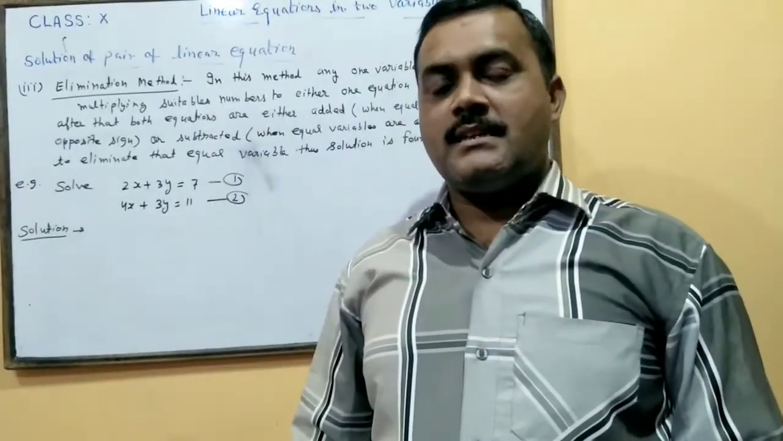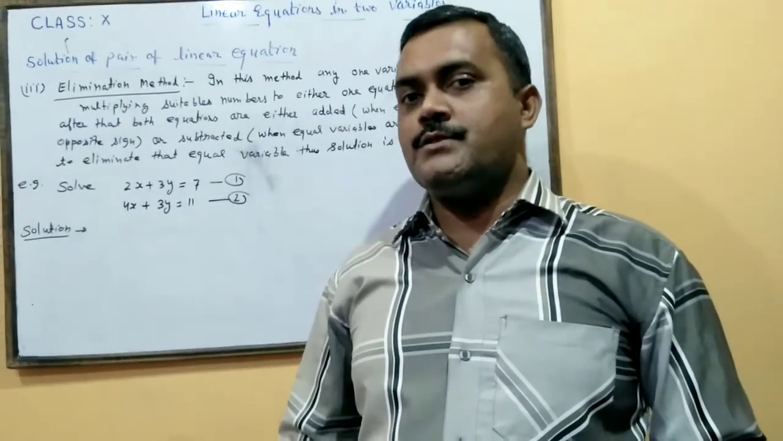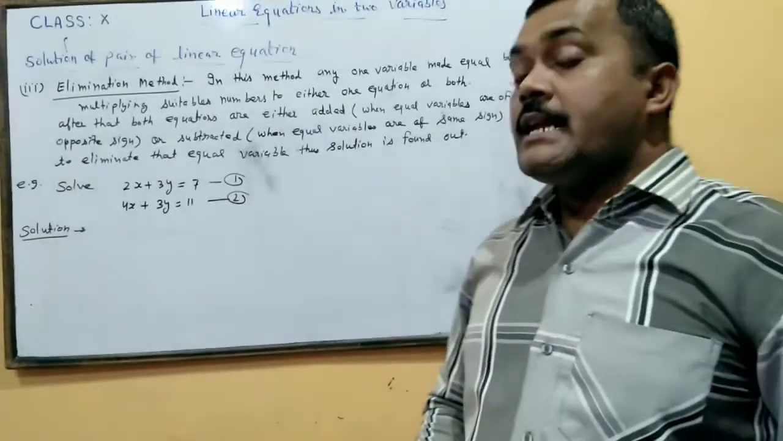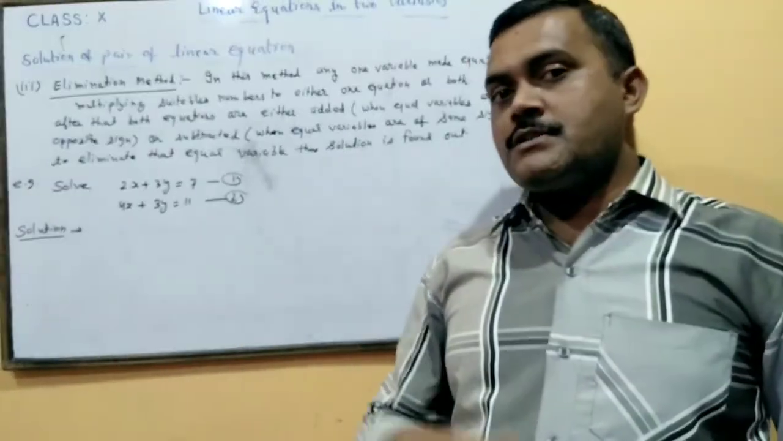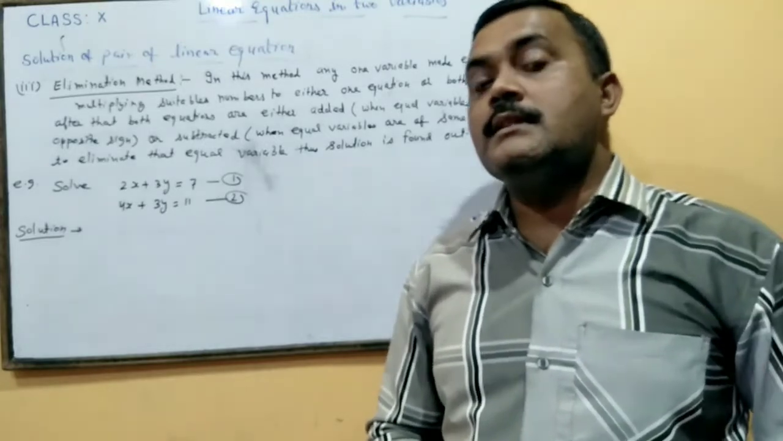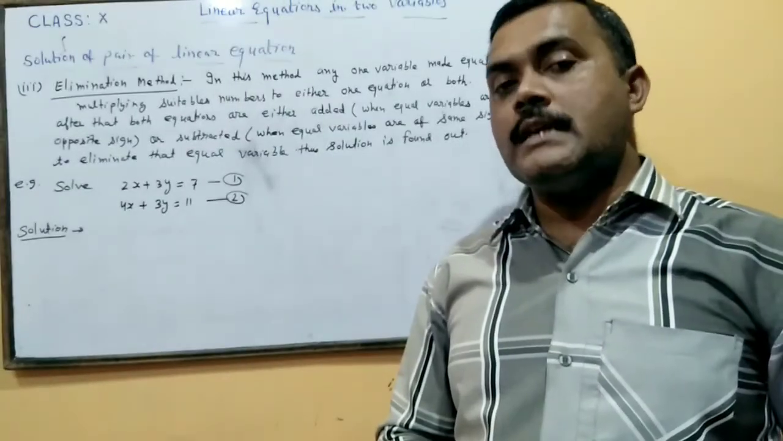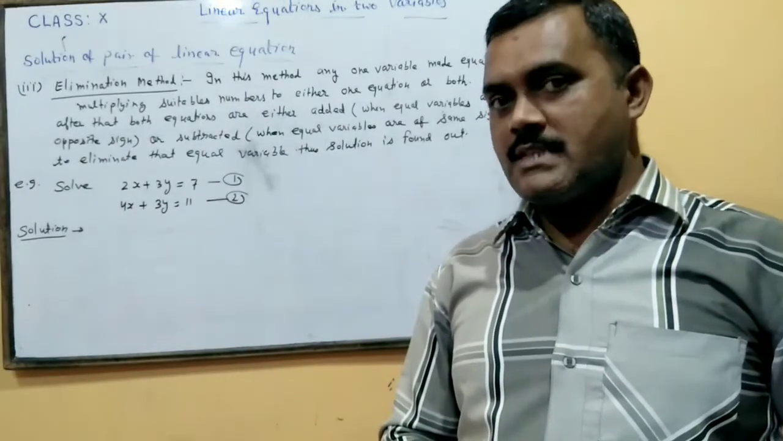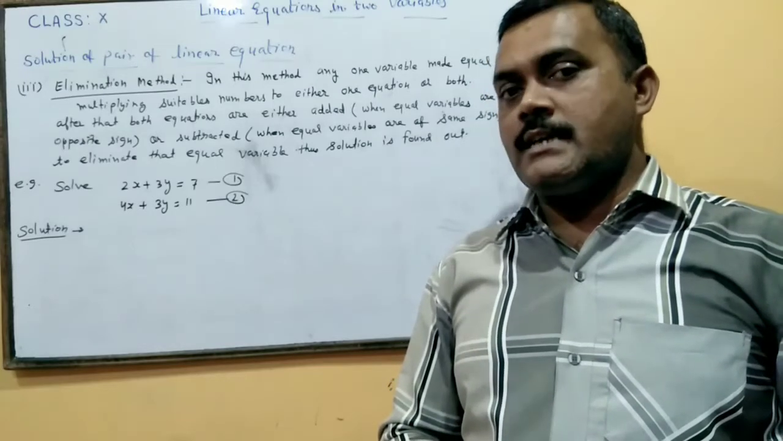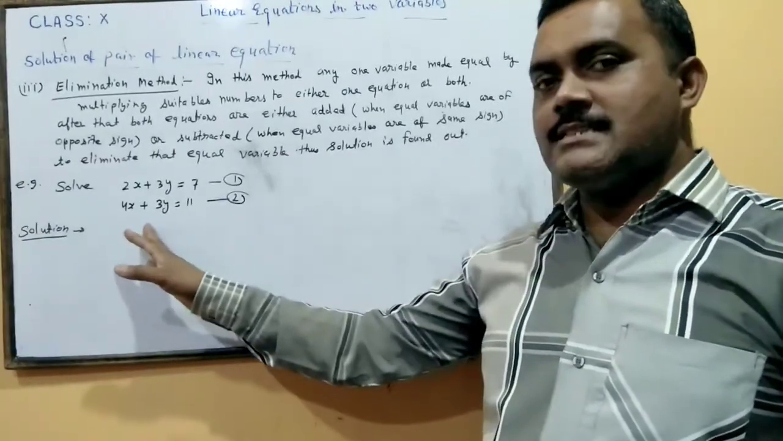Now we have another method, which is the elimination method. So what is this? In this method, any one variable is made equal by multiplying suitable numbers to either one equation or both equations, and when this is equal, then the two equations are either subtracted or added. Subtraction will be done when equal variables have the same sign, and addition will be done when the equal variables have different signs, and then the solution is found out. So there is one example, we will see how to do this method.